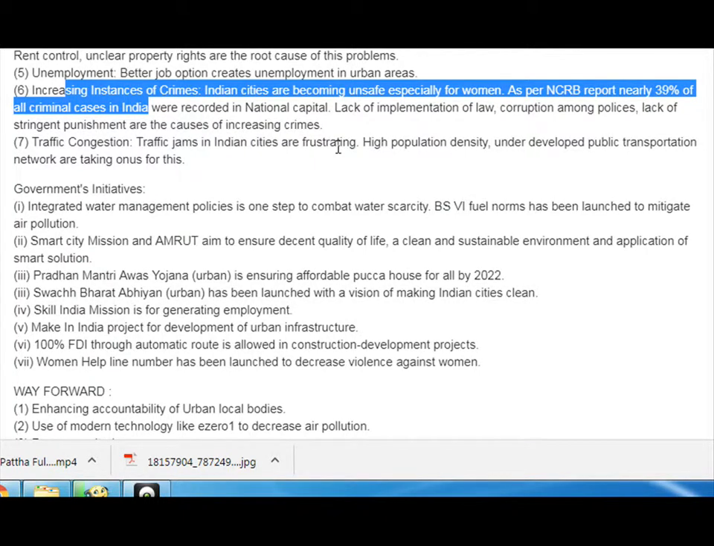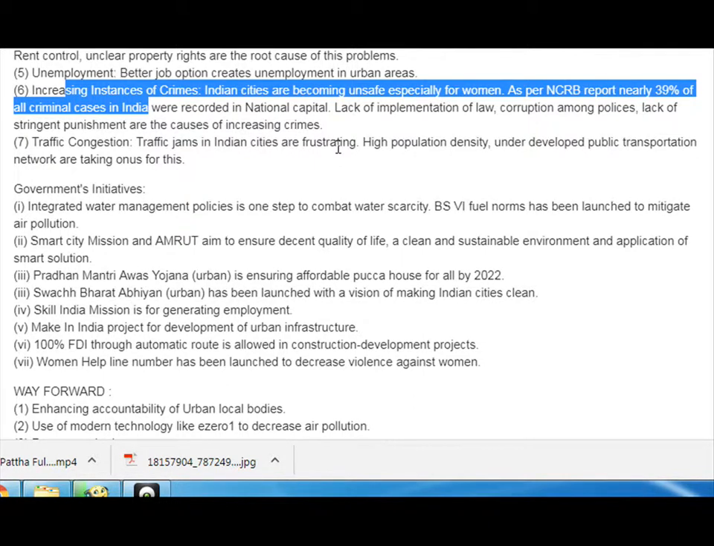7. Traffic congestion. Traffic jams in Indian cities are frustrating. High population density and underdeveloped public transportation network are to blame for this. Government's initiatives. 1. Integrated water management policies are one step to combat water scarcity. 2. BS-VI fuel norms have been launched to mitigate air pollution.